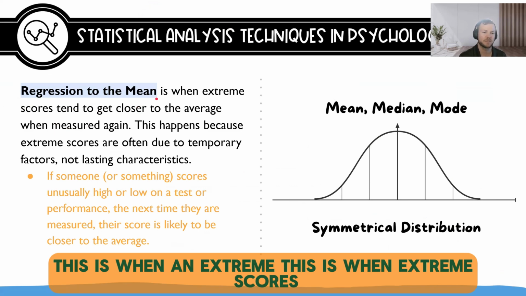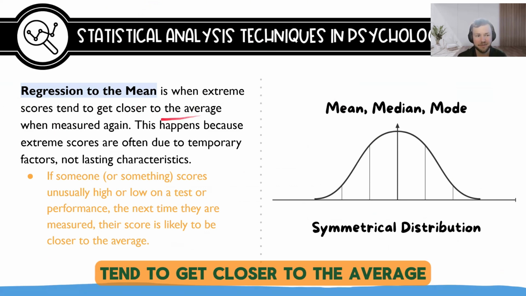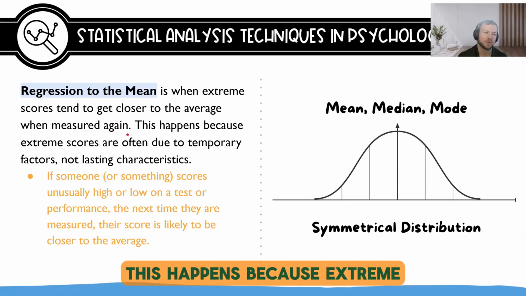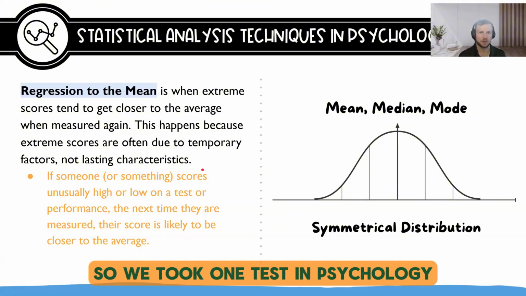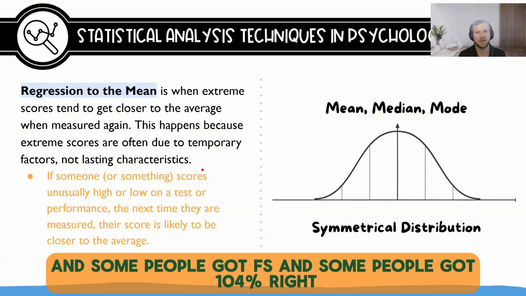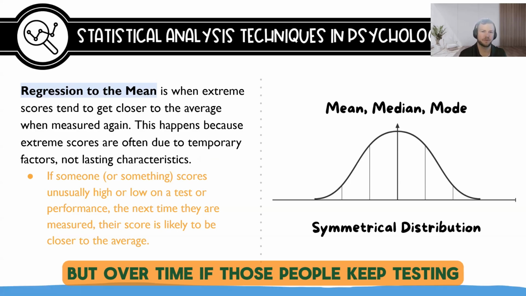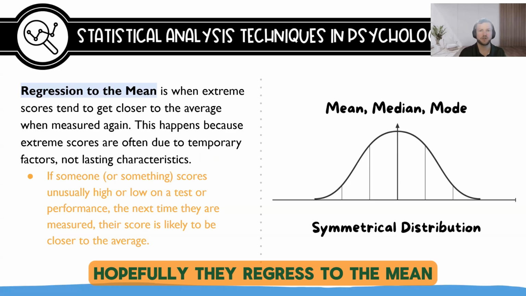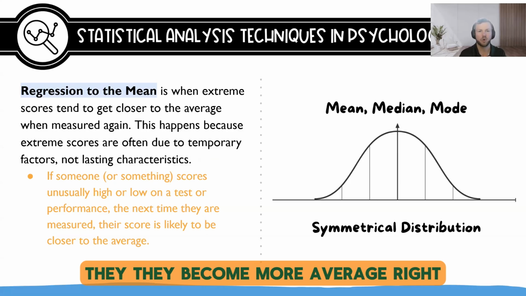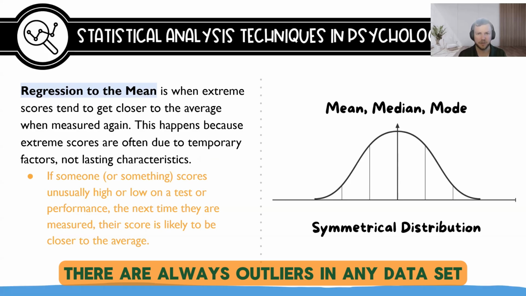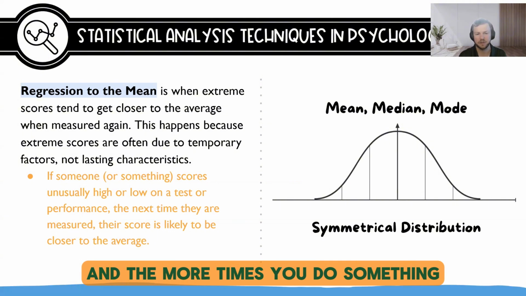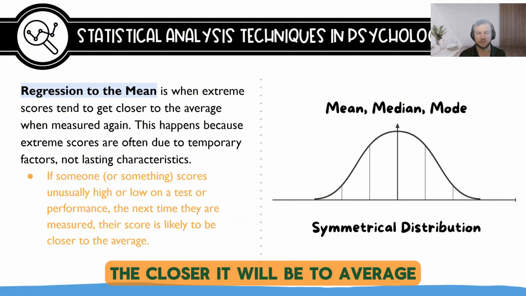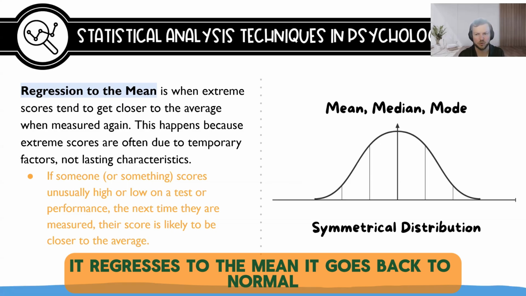This is when extreme scores tend to get closer to the average when measured again. This happens because extreme scores are often due to temporary factors, not lasting characteristics, right? So we took one test in psychology and some people got Fs and some people got 104%, right? But over time, if those people keep testing, hopefully they regress to the mean. They become more average, right? There are always outliers in any data set, but the more data that you collect and the more times you do something, the closer it will be to average. It regresses to the mean. It goes back to normal.